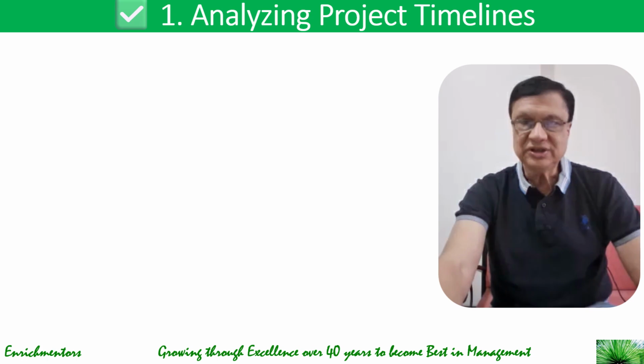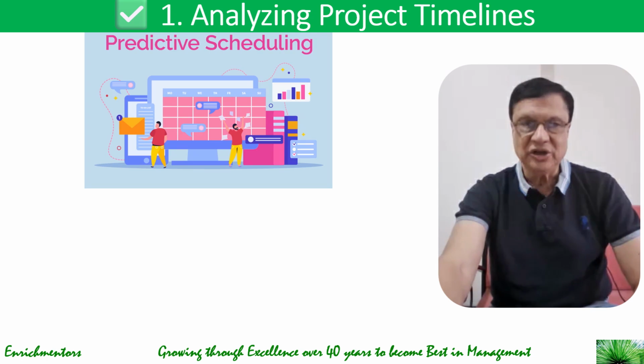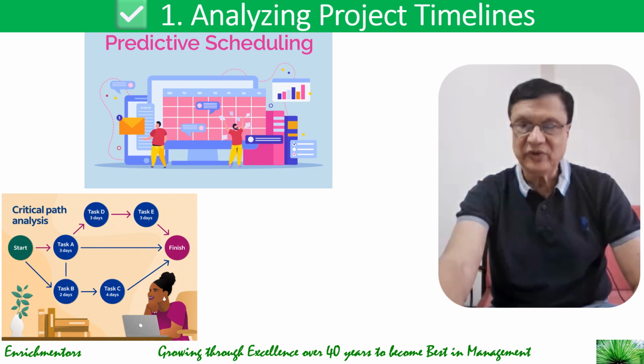So AI tools use historical data, current project status, and predictive models to evaluate and optimize the timelines. There are a few techniques that they use to analyze project timelines. The first one is predictive scheduling, where machine learning models forecast delays based on past performance, task dependencies, and external factors like supplier delays or weather. The second useful technique is critical path analysis, where AI identifies the most important tasks that could delay the project if not completed on time.